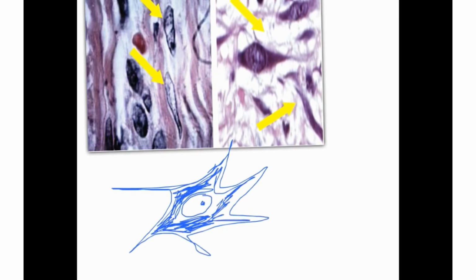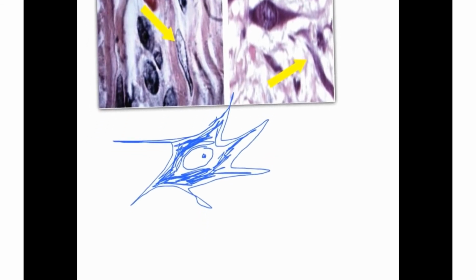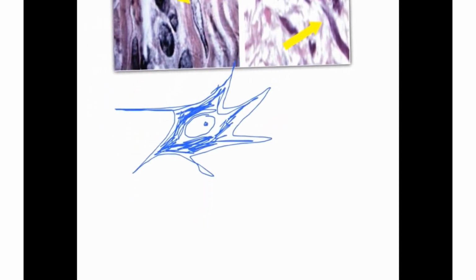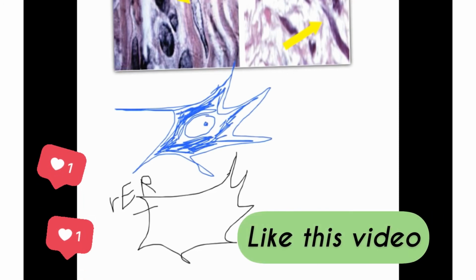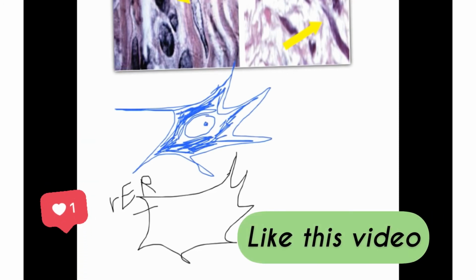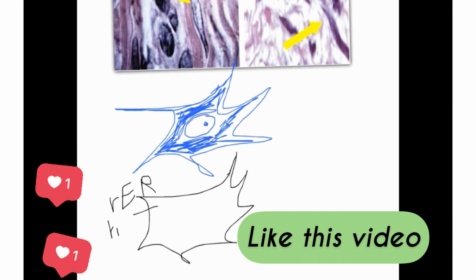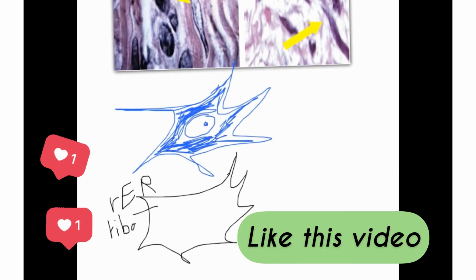As regards the EM picture, you will expect to have the following. The extreme and marked basophilia is due to the presence of a huge amount of rough endoplasmic reticulum together with free ribosomes.